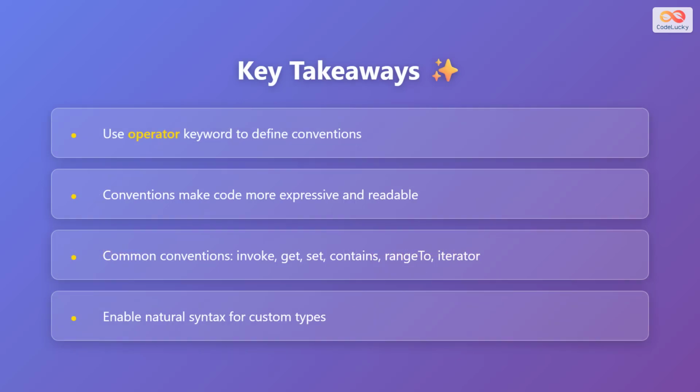Let's recap the key points. First, always use the operator keyword when defining convention methods to enable operator overloading. Second, remember that conventions make your code more expressive and readable by allowing natural syntax. Third, the most common conventions you'll use are invoke, get, set, contains, rangeTo, and iterator. Finally, by implementing these conventions in your custom types, you enable natural syntax that makes your classes feel like built-in Kotlin types, improving the overall developer experience.